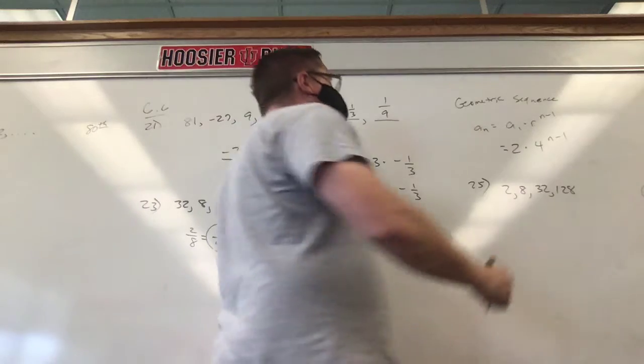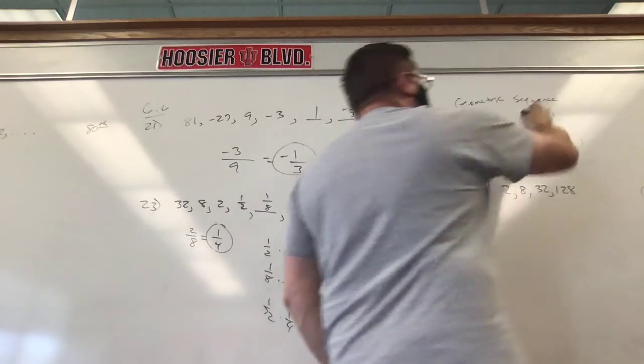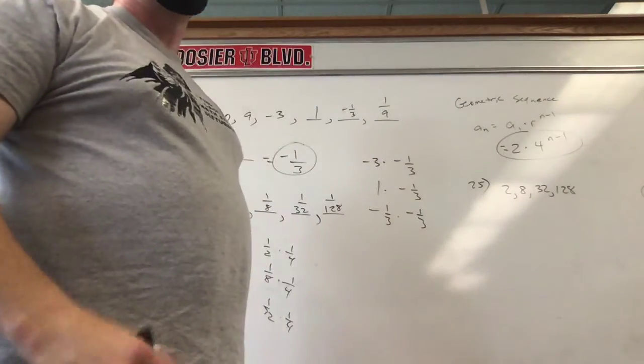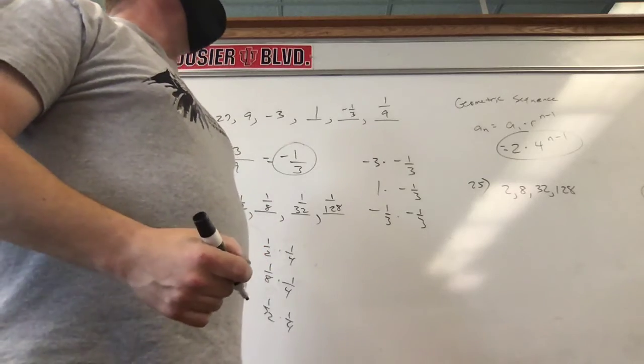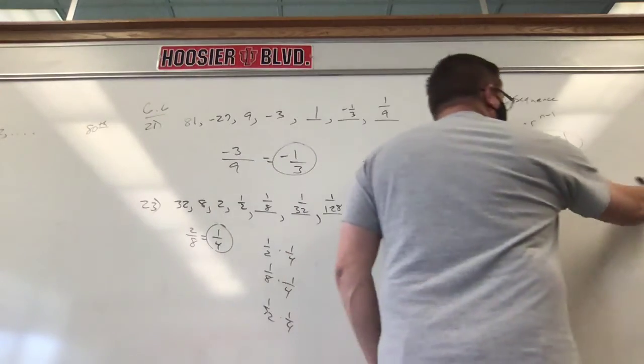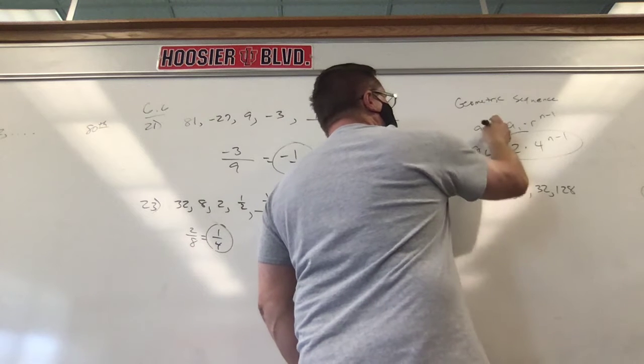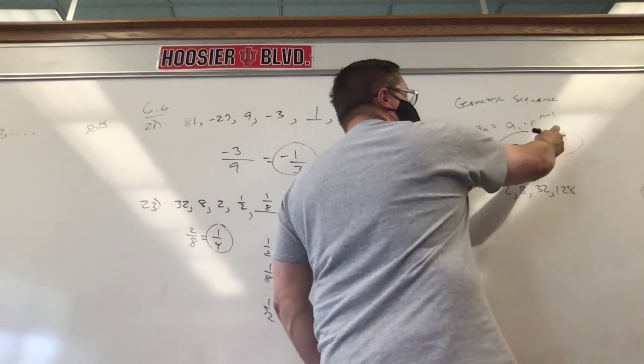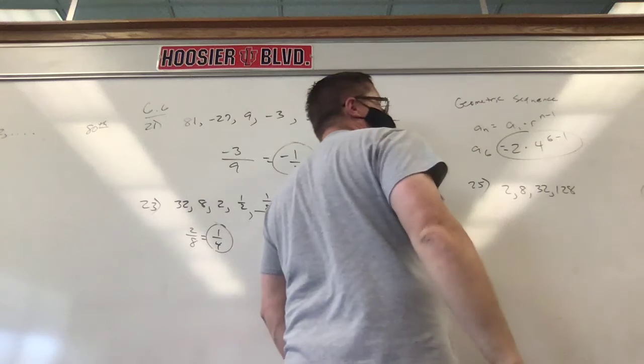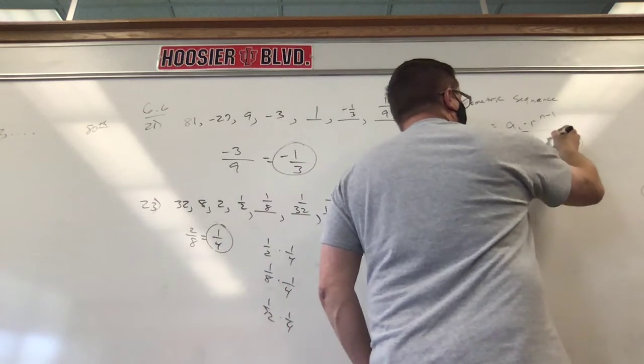Okay, that's your formula. I will give you this shell of a formula on your next test. You got to know how to use it though. So, you know how you find A sub 6? Well, I replace n with 6. You know what I put over here for n? 6. Okay? So, actually I'm going to put this right here. You're going to type that in.